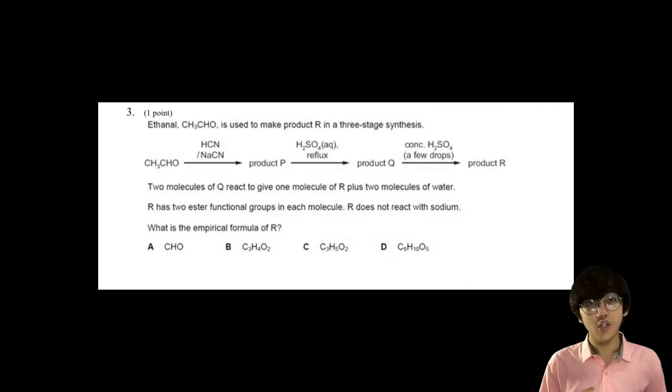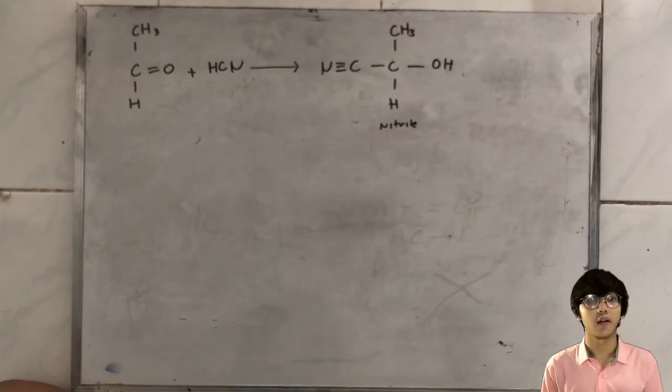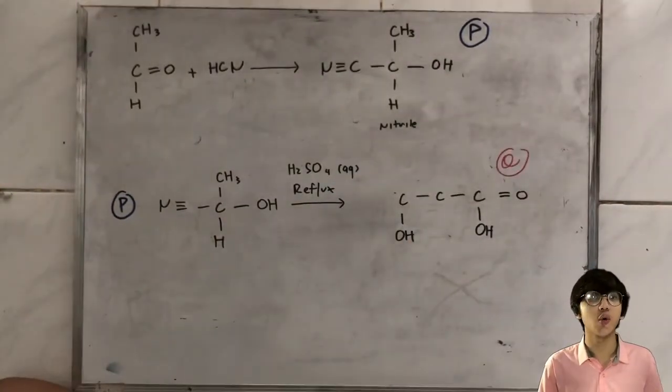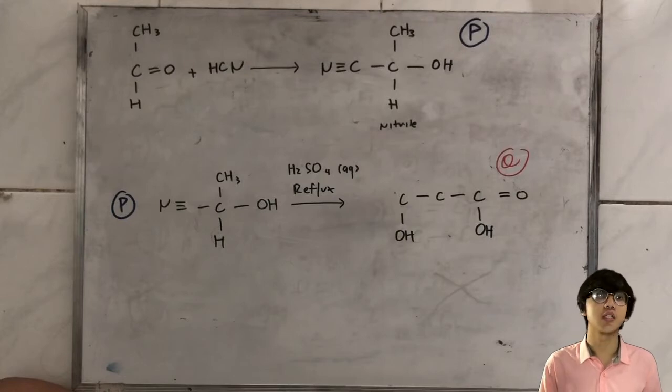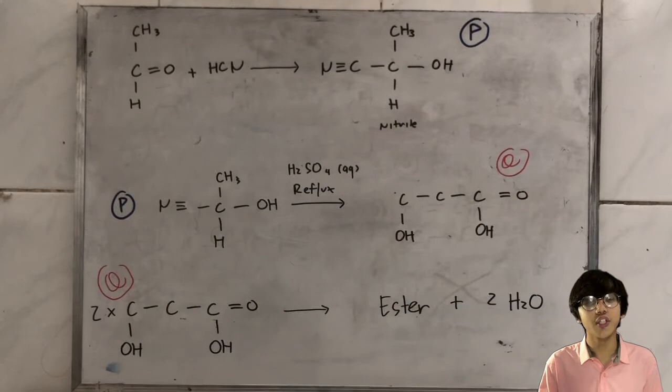The question gave us a 3-stage synthesis reaction from ethanol into product R. When ethanol reacts with hydrogen cyanide, it produces a nitrile. That is product P. When a nitrile is treated with aqueous H2SO4 and refluxed, we get a carboxylic acid. That is product Q. Now the question tells us specifically that there are two molecules of product Q, which in turn react with each other, producing product R and two molecules of water. The question also mentions that product R has an ester bond. This indicates that esterification occurred in the reaction.